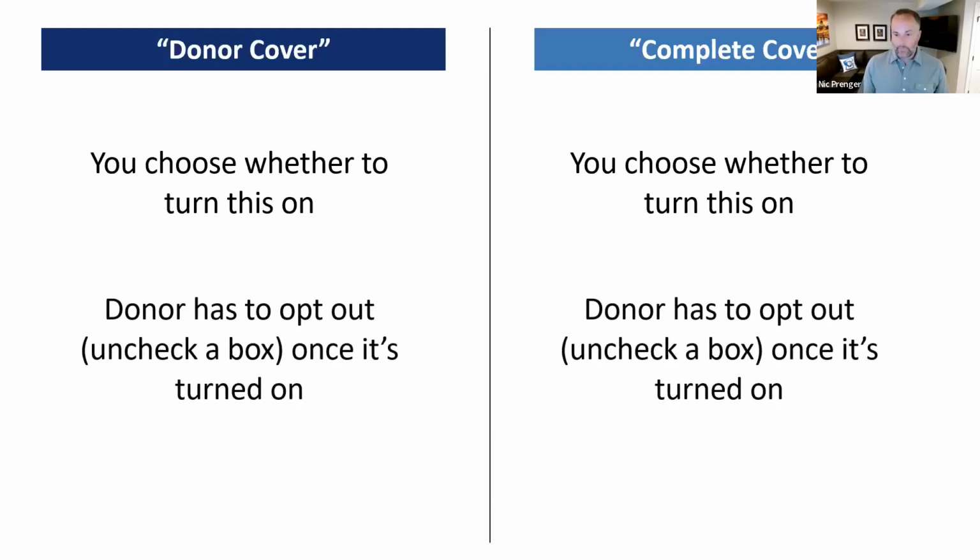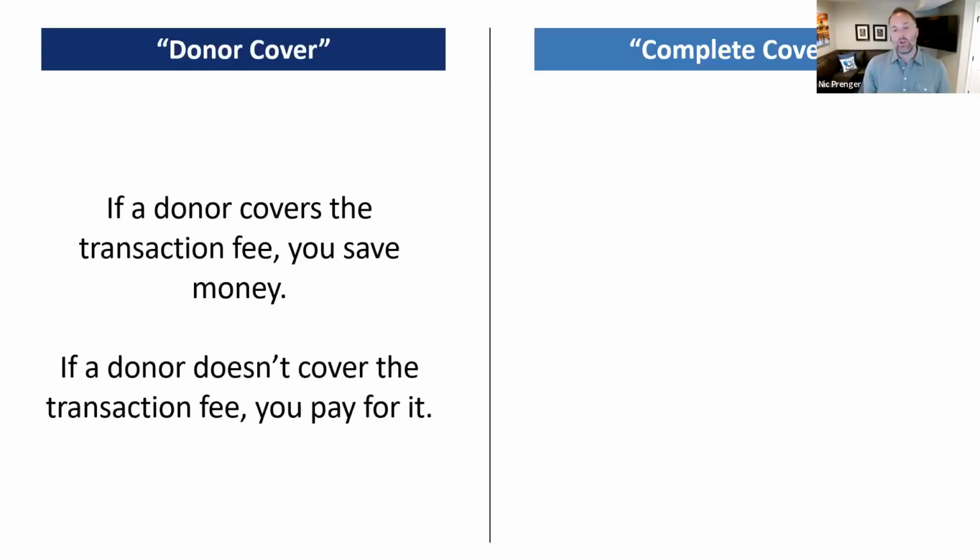If you turn it on, then it becomes an opt-out for the donor. So Lauren creates a donation form. She turns on donor cover, and we're going to talk through the details. The experience for the donor is they go to that donation page, they make their gift. That box is already checked that says, I want to give X amount more. The donor would have to uncheck it. Still correct? All right.